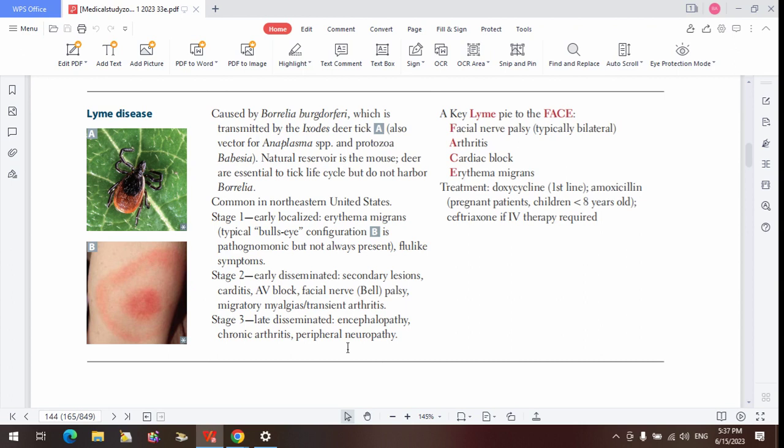So once we see the rash, that's the early localized stage. Once we see that there's a problem with the heart or a cranial nerve, not neuropathy, not peripheral neuropathy, a cranial nerve, we know that that is likely to be the secondary stage. So when there is affectation of the CNS, like encephalopathy or peripheral neuropathy, that is a stage 3 problem. So what do we give? Doxycycline, that's the first line. They commonly test this, you have to know doxy. Doxy is what we give.